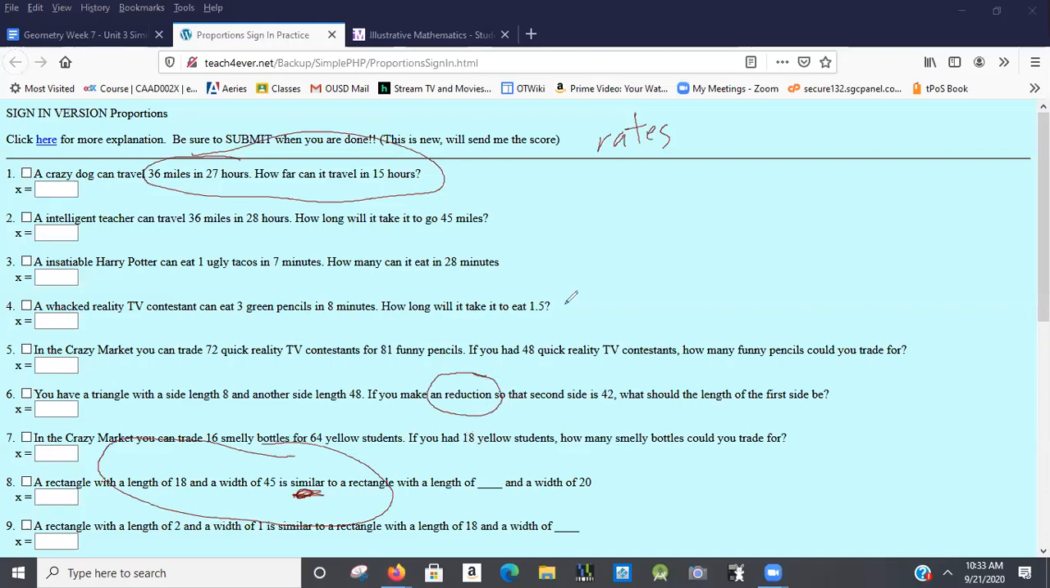It's a dilation. So crazy dog can travel 36 miles in 27 hours. So if I do 36 over 27, that's a ratio of miles to hours. That would work.